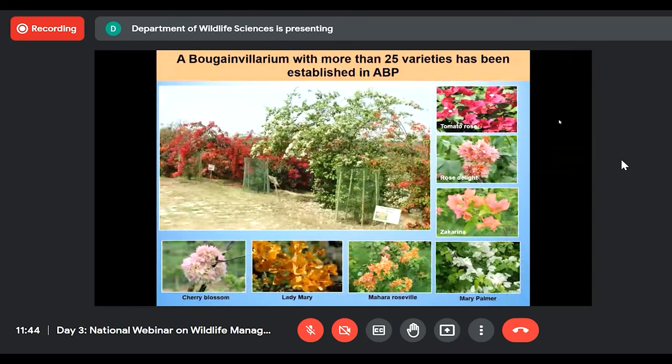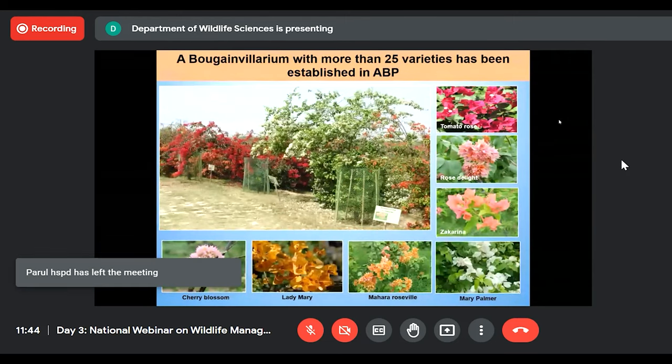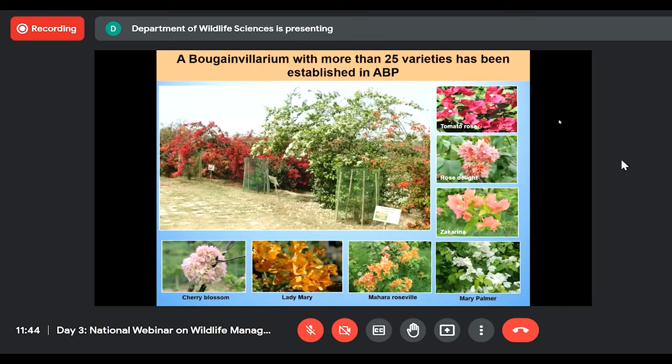Then there are varieties of bougainvillea also. Some 25 named varieties have been established. This is all a visitor zone, nothing to do with our conservation zone. So this provides some aesthetics and fragrance to the people of Delhi. Next, please.